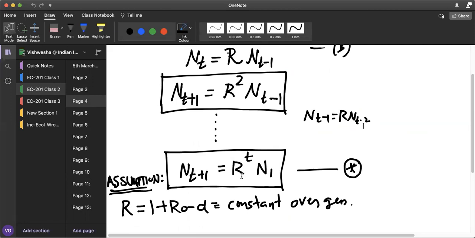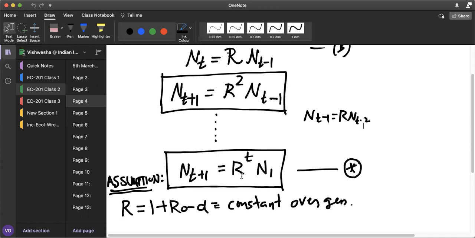Basically, for example, if R is 2, think of cellular division, right? At the end of one generation, one cell becomes 2, one bacteria becomes 2, then R will be 2. So you have 2 power T times the initial population size. So 2 power T is an exponentially growing function. If it's another organism where you have 3 individuals at the end of one generation, it would be 3 power T. That's also an exponentially growing function.